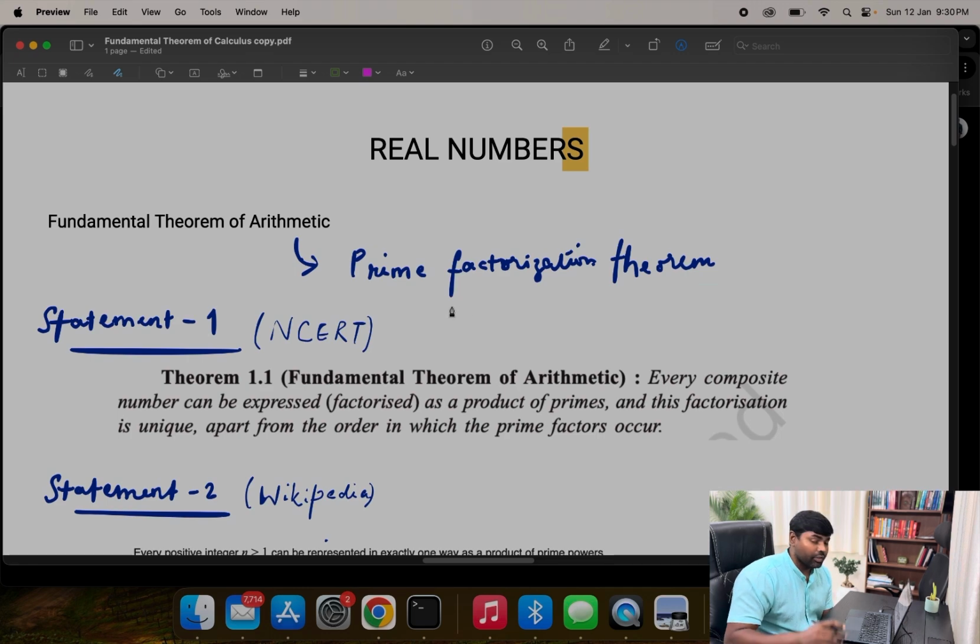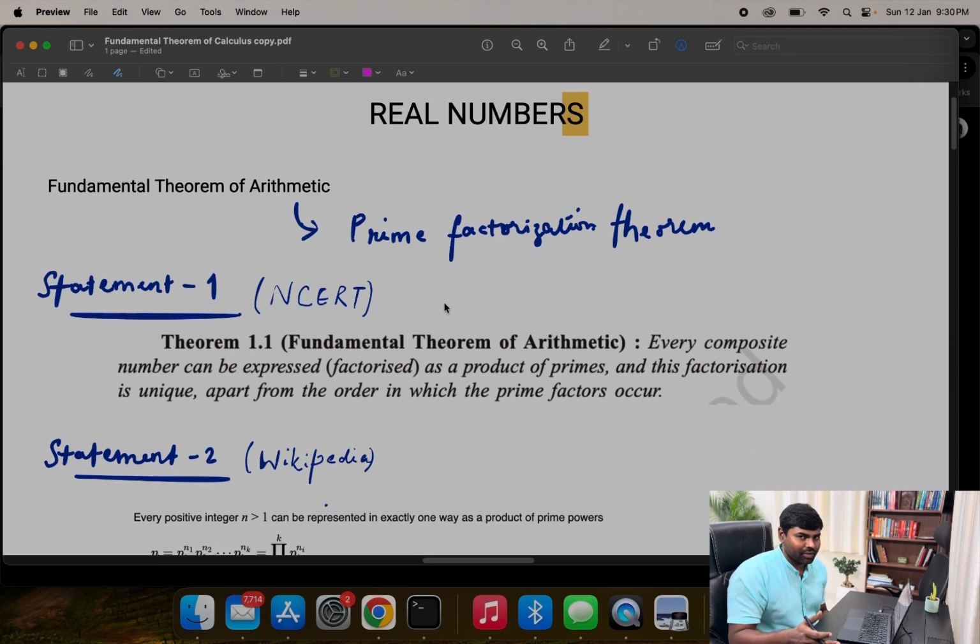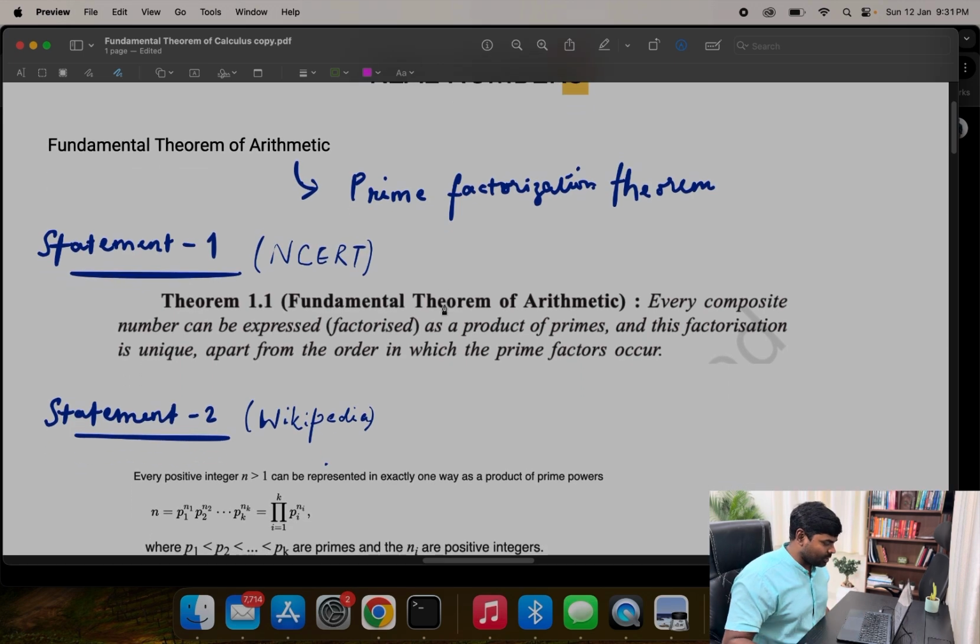All right. We will not be discussing prime factorization itself, but basically how you can actually apply the prime factorization for various other interesting things in mathematics. The first statement is from NCERT, which states that every composite number can be expressed as a product of primes, and this factorization is unique apart from the order in which the prime factors occur. Right? There is a lot to process, so we'll break it down step by step.